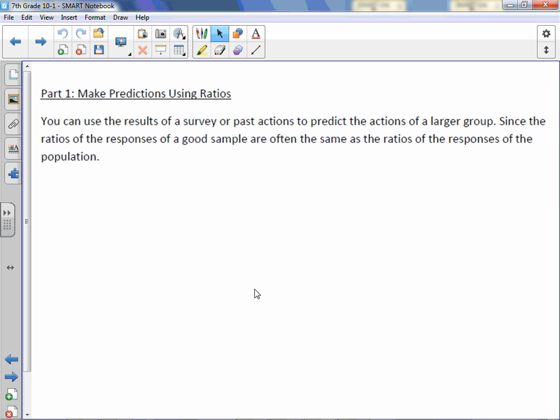You can use the results of a survey or past actions to predict the actions of a larger group, since the ratios of the responses of a good sample are often the same as the ratios of the responses of the population.